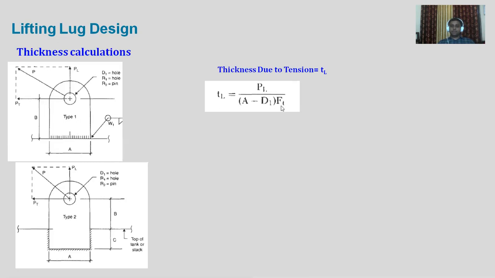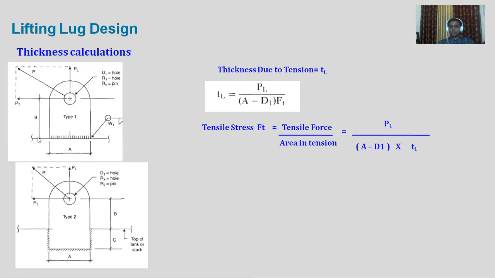Again, we are going to prove how that formula has come about, so we'll better understand this. PL is nothing but the force because of which the lifting lug is getting in tension. So PL is the tensile force, we can say. So the tensile stress is equal to tensile force upon the area which is going to resist, the area in tension. So what is the area in tension? Let's say PL is the force which is creating the tension. What is the area at the bottom? A into thickness.